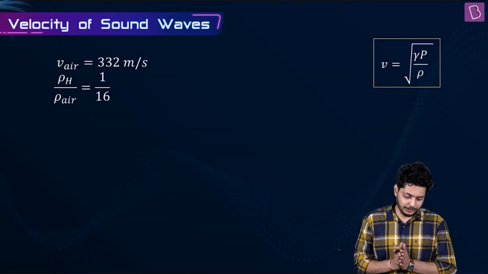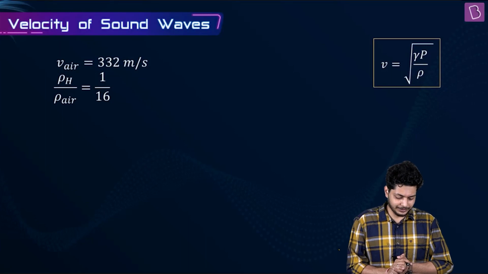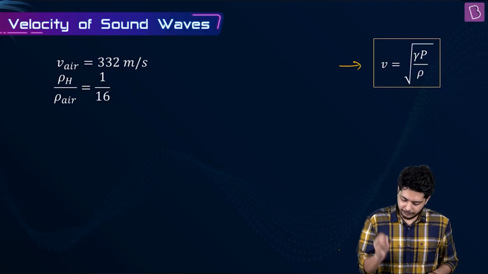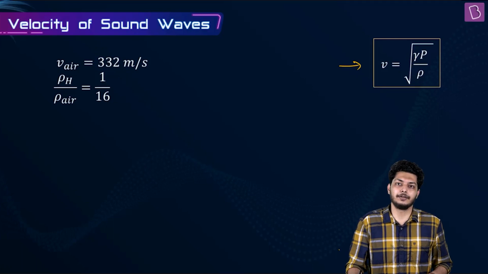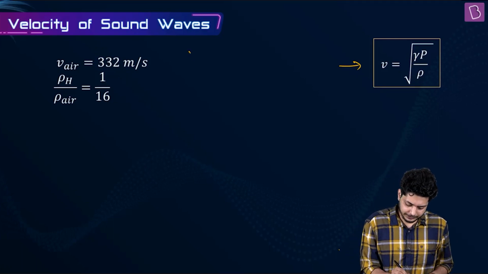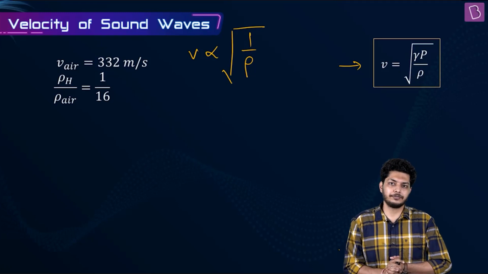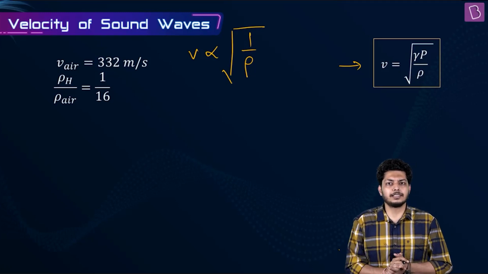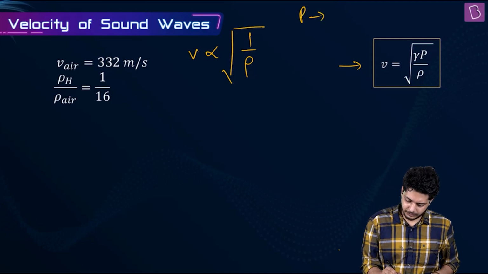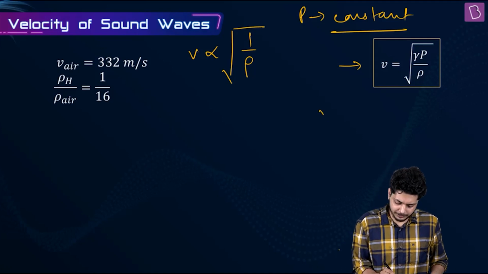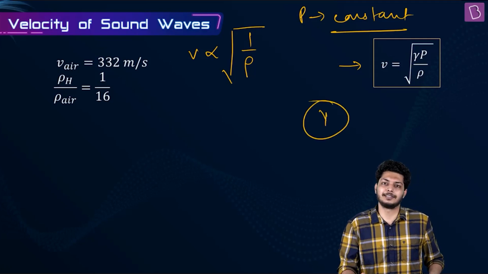Now, moving to our calculations. First of all, the magnitude of velocity in air is 332 meters per second, and given that rho h by rho air is equal to 1 by 16, the formula is V is equal to root over of gamma P by rho. Now, from here we can say that speed is proportional to 1 by root rho. But there is a confusion here. What is the confusion? You can say that, sir, in the question it is saying that pressure is constant. Okay, agree. Pressure is constant for both the situations. What about gamma? How are you taking gamma as constant?